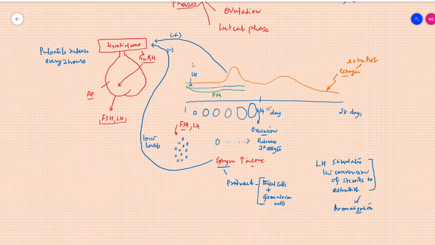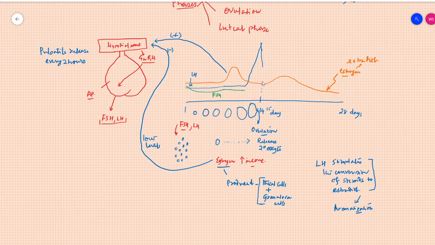But the estrogen makes the hypothalamus secrete GnRH, and that GnRH is more selective towards LH. So as a result, the LH level really shoots up, in fact before the ovulation. Just a little bit before the ovulation.